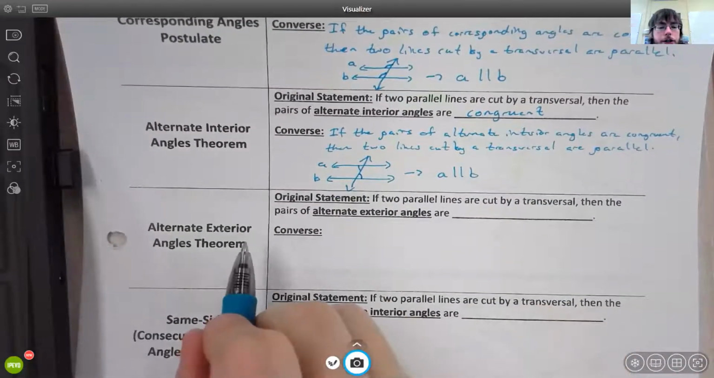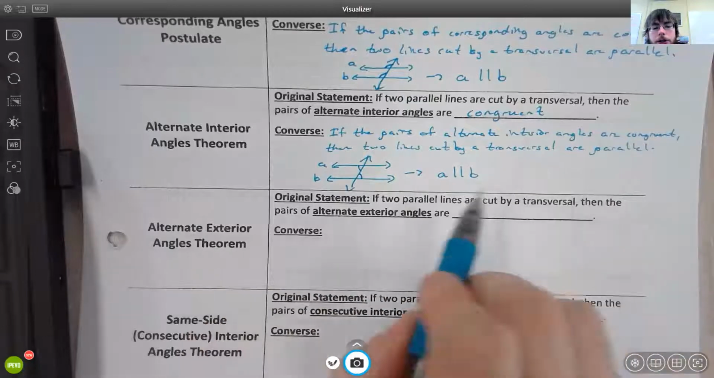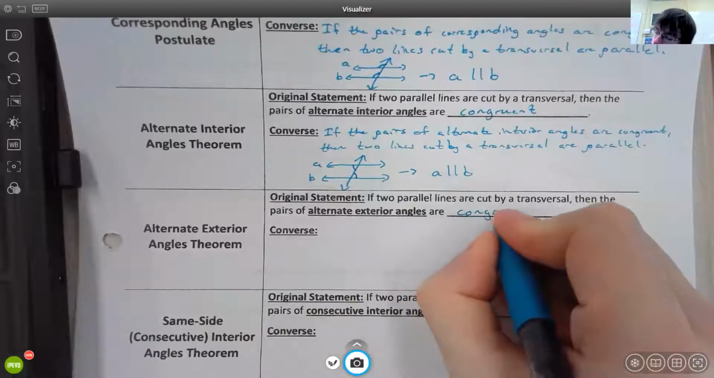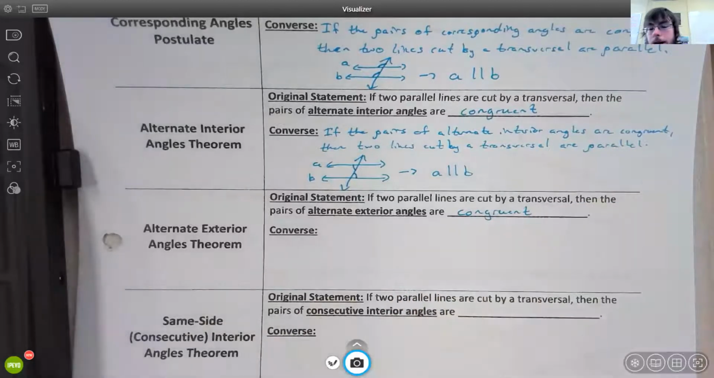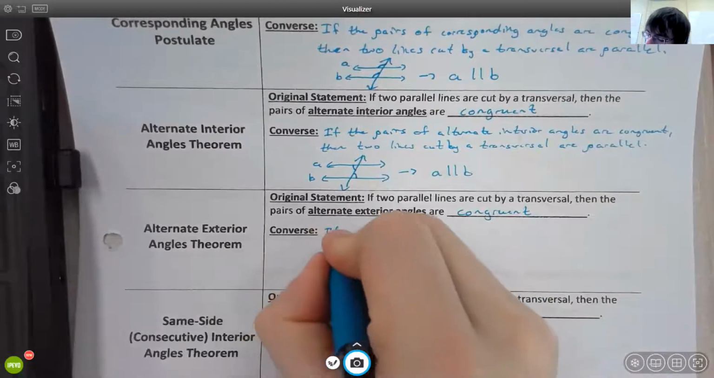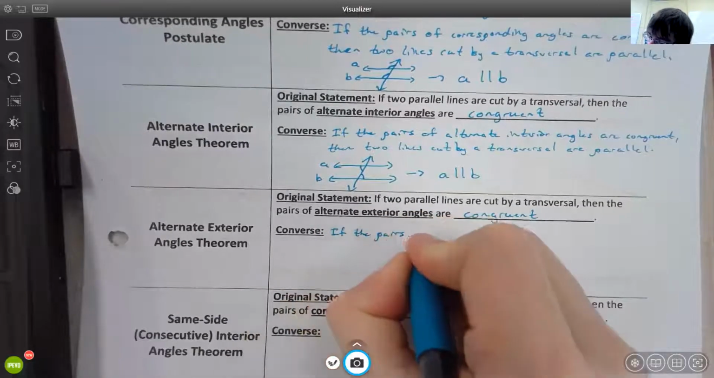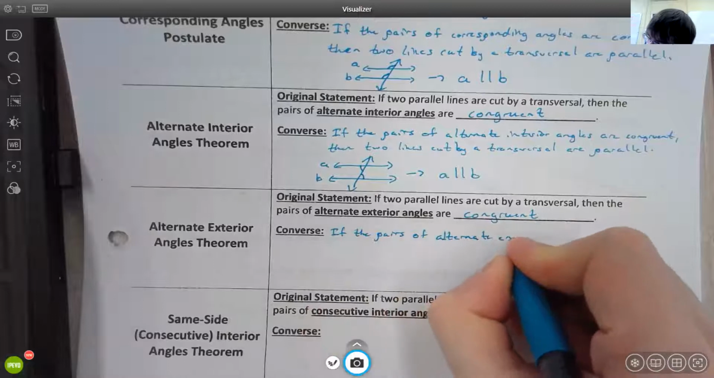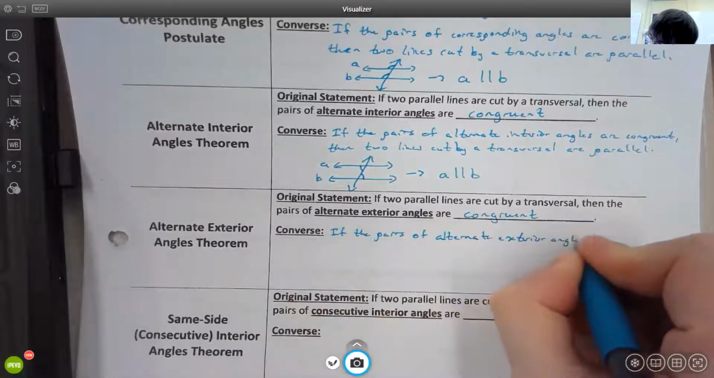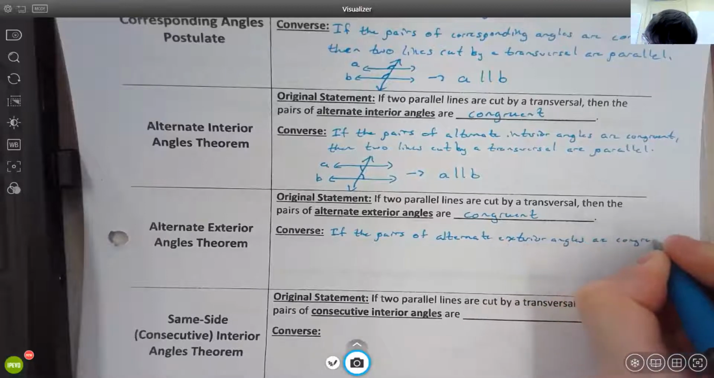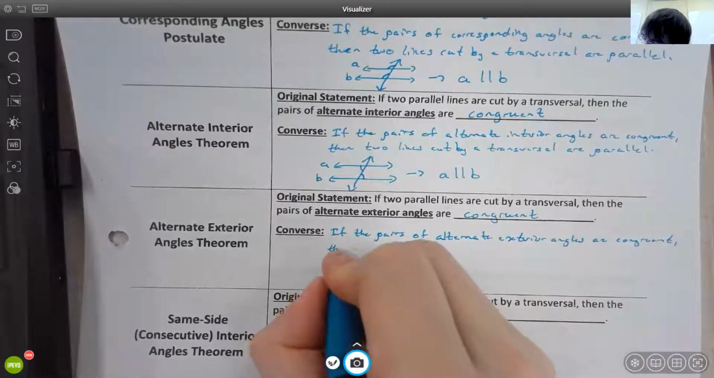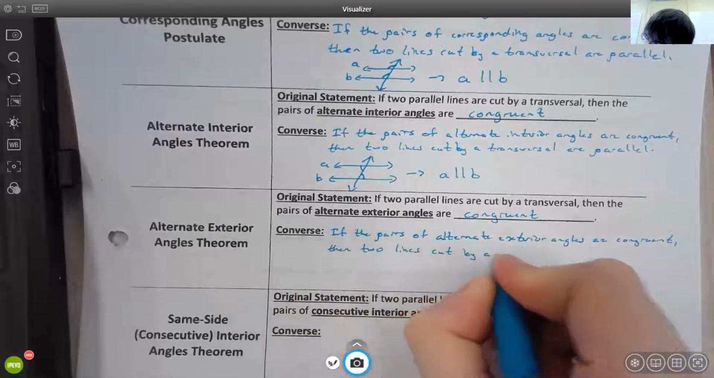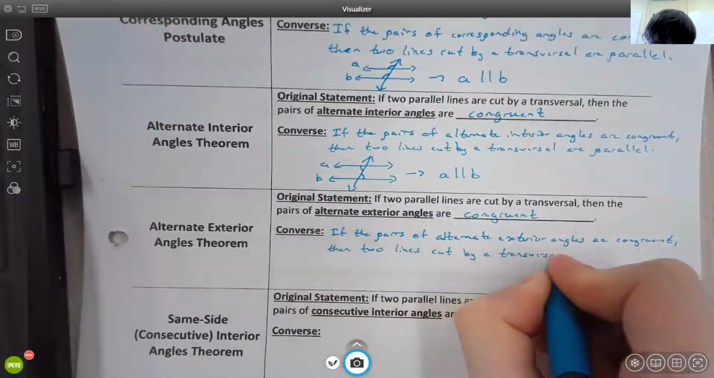Alternate exterior angles theorem. If two parallel lines are cut by a transversal, then the pairs of alternate exterior angles are congruent. That was our original statement. So the converse would be: if the pairs of alternate exterior angles are congruent, then two lines cut by a transversal are parallel.